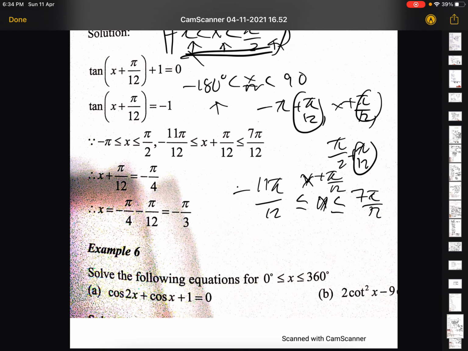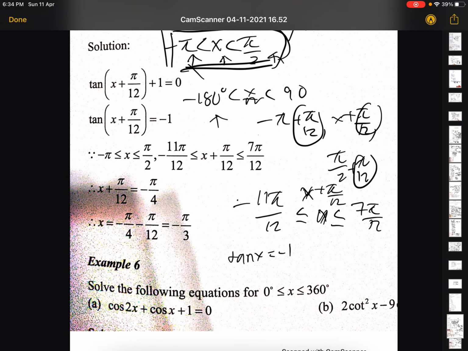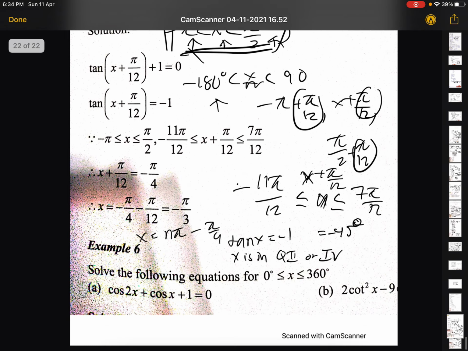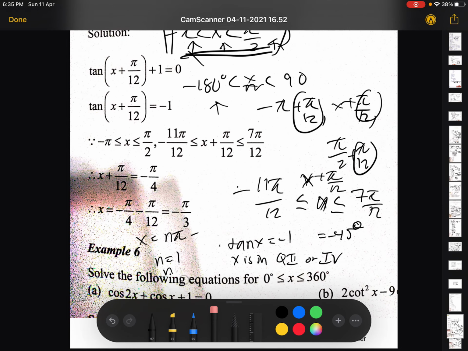And now you want to try and find all of the angles that could be in this range. So since 10x equals minus 1, that means x is in Q2 or 4, and then this is 45 degrees. So there are two ways to find it. You either use this directly, and then you use the general solution. So x equals n pi minus pi over 4. And then after that, if you let n equal 1, n equal minus 1, then you can find the answers. But I wouldn't want to do that because that is confusing for me. So instead, I want to remember what is the basic angle, which is 45 degrees.